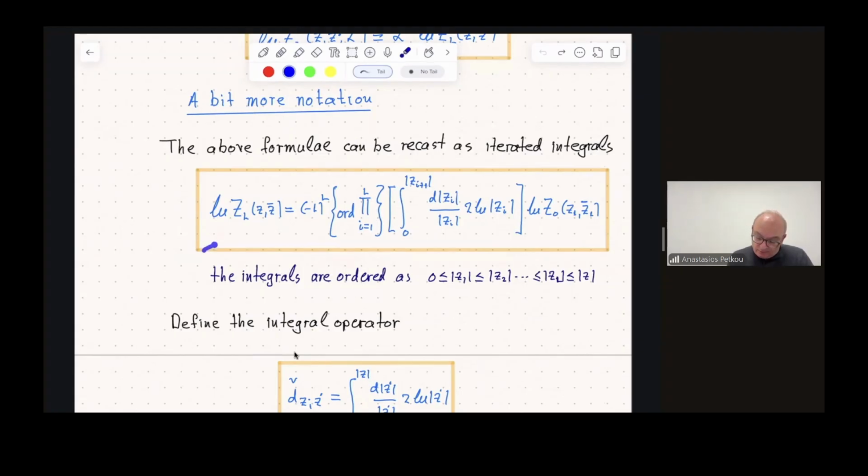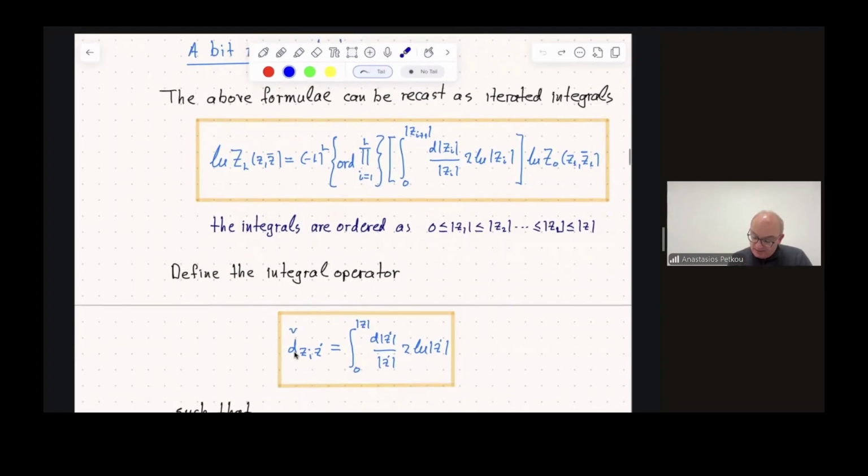So the same integral that I wrote before can be written as iterated integrals. There is a full mathematical story about iterated integrals. So this is a product of integrals. So I integrate and I integrate again, I integrate again. These are iterated integrals, but I integrate in some order. So it's an ordered product of iterated integrals, and the order of integration is shown here from the lowest indices to the highest indices. The highest index is L here.